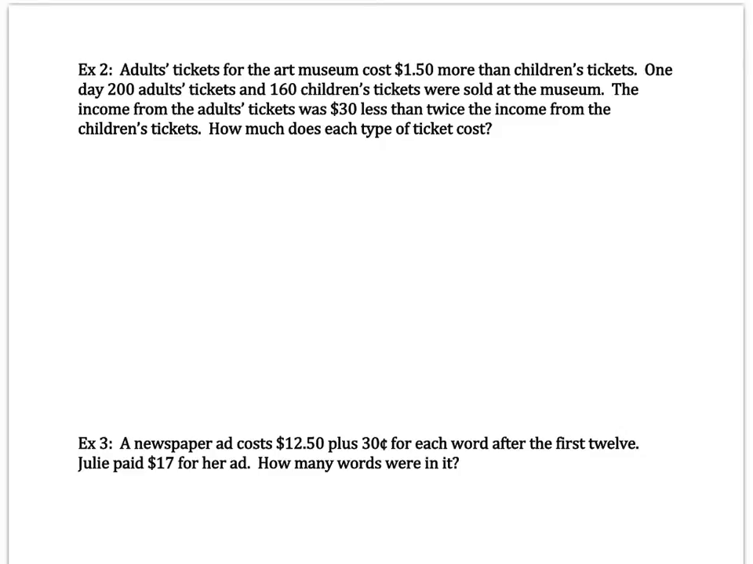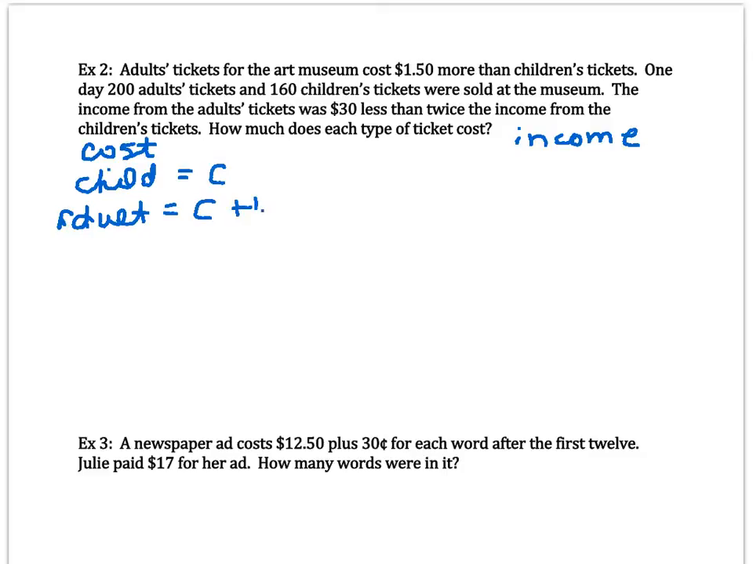So we have adult tickets and children's tickets for this next example. And we're going to start with the cost per ticket. We're also going to be dealing with income, total income. So the cost for a child's ticket we're going to say is going to be C, and that's for one ticket. Cost for an adult ticket is going to be C plus 1.5 for $1.50.